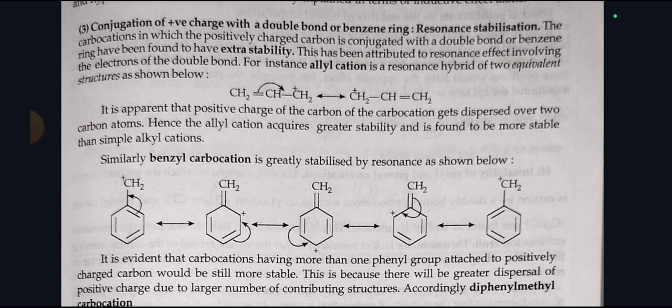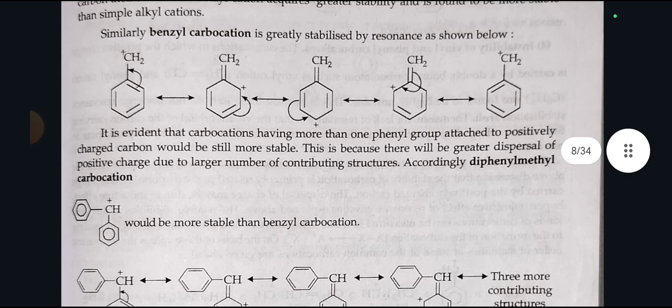It is apparent that the positive charge of the carbon of the carbocation gets dispersed over two carbon atoms. Hence, the allyl cation acquires a greater stability and is found to be more stable than a simple alkyl cation. Similarly, the benzyl carbocation is greatly stabilized by resonance as shown below: CH2+ attached to benzene, with the charge moving onto the ring positions.